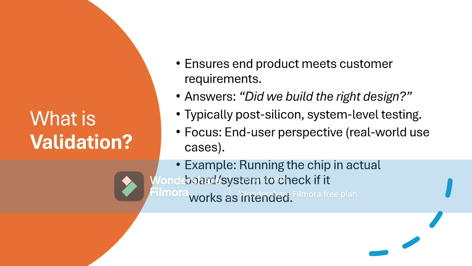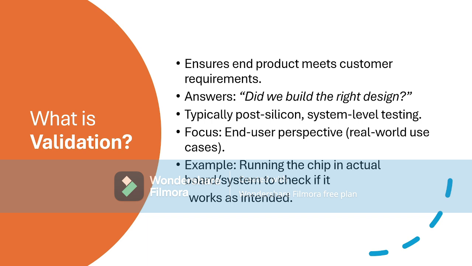Did we build the right product? In order to fulfill the intended use in the real world, we will check this as a final step. The methods we use these days are UAT, field testing, beta testing, and customer feedback. Customer feedback is also one of the important ones, which plays the key role at the end of this topic. For example, running the chip in an actual board system to check if it works as intended.